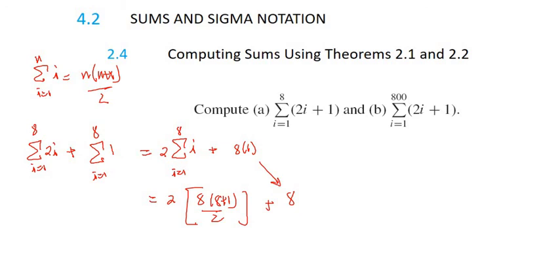Now look at this one. You can cancel the 2 and 2, and you get 8 times 9, because 8 plus 1 is 9. This is going to be 72 plus 8. This is equal to 80, which is the answer we got when we did the problem the long way. Cool. Now let's see if we can apply the same thing for the one that says 800.